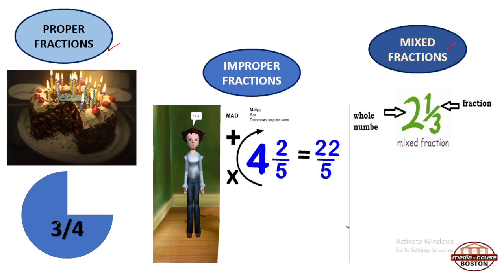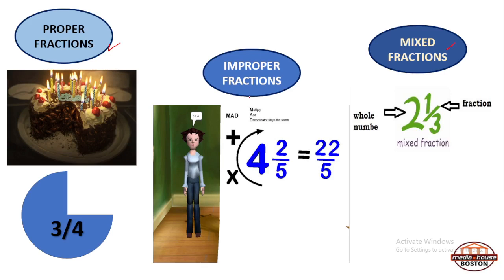Another proper fraction example is given here. When you cut a cake, we normally cut it into equal slices and share it in equal slices, so we call it a proper fraction. And another example, let's assume this is a pie. If you divide it into 4 pieces and remove 1, you'll be left with 3 out of 4. We also refer to that as a proper fraction, meaning that the numerator is smaller than the denominator.